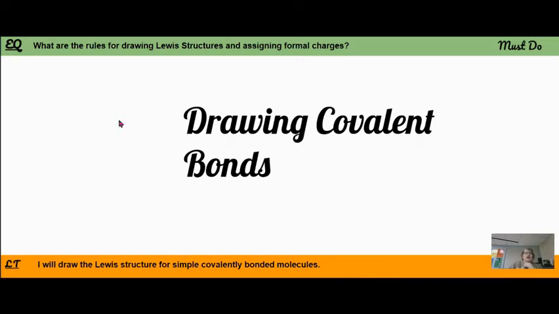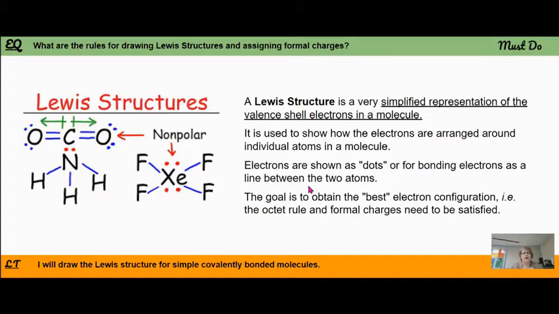Okay, so today we're going to talk about what the rules are for drawing Lewis structures and assigning formal charges. And by the end of this, you will be able to draw a Lewis structure for simple covalent bonded molecules. Okay, so these rules apply to most covalent bonds, not all of them. But for the ones that we really need to understand, this works fine. Okay, so what is a Lewis structure? A Lewis structure is a very simplified representation of the valence shell electrons in a molecule.